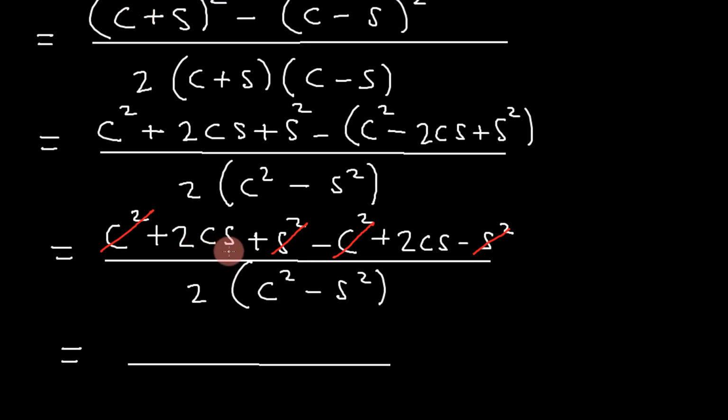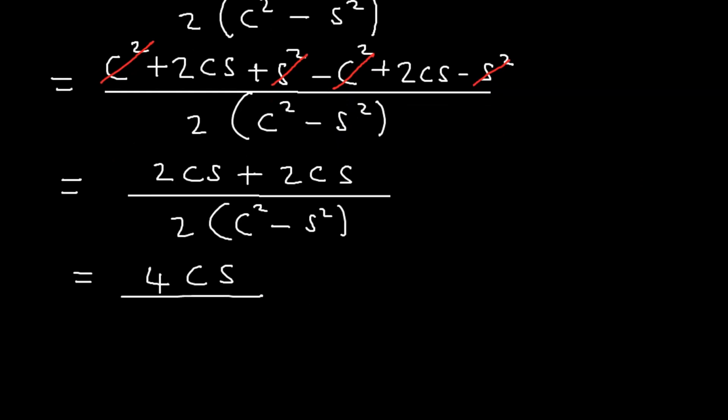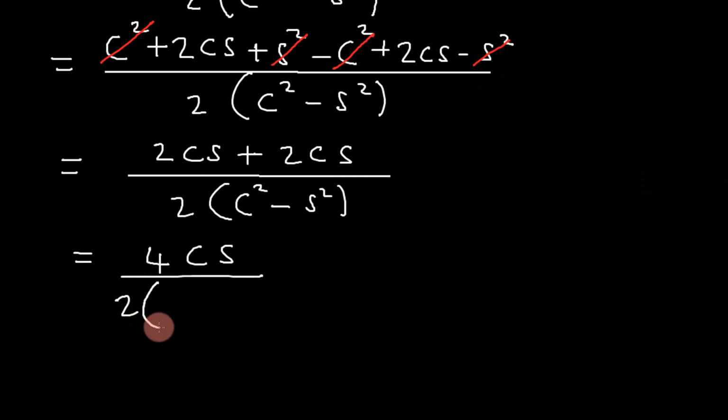Now we're left with twice cs plus twice cs in the numerator. And in the denominator, we're left with 2 into c squared minus s squared. Of course, in the numerator, these two terms can add up to 4cs. And this is all over 2 into c squared minus s squared.